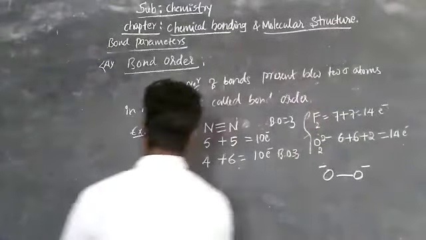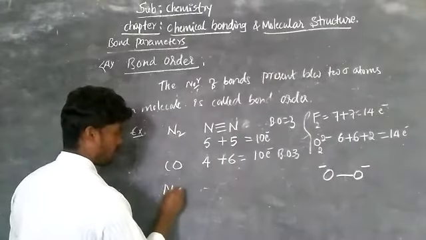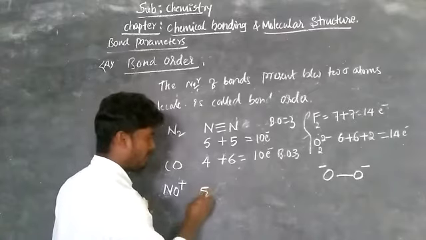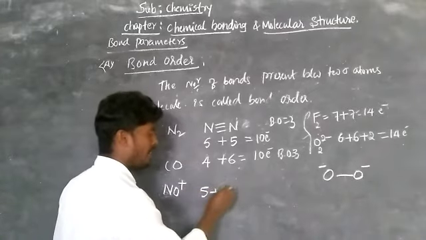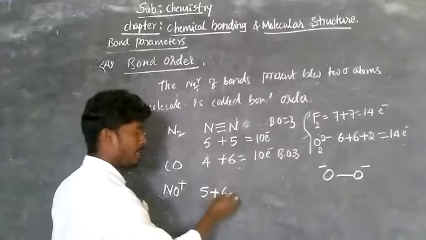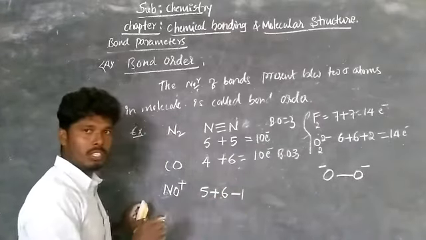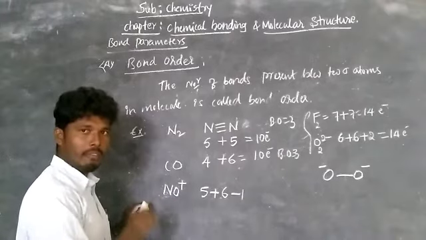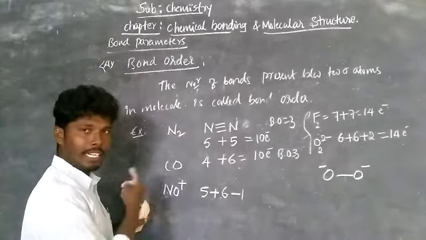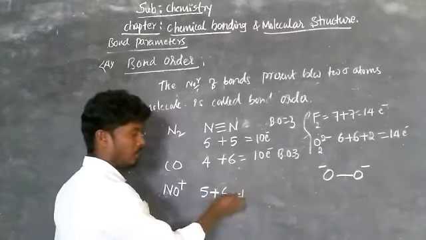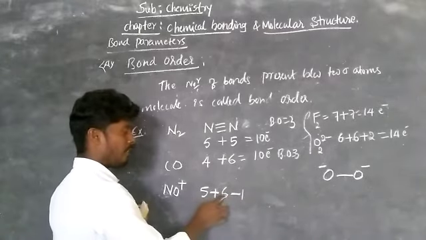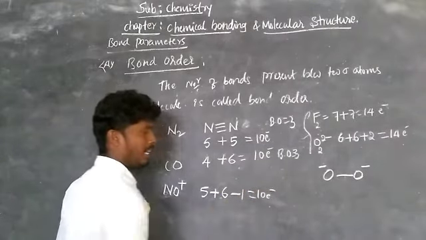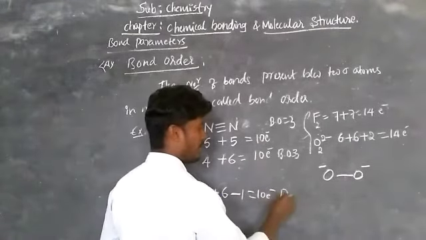Now similarly observe one more, NO plus. So nitrogen having 5 electrons in its valence shell. Oxygen having 6 electrons, then plus 1 means we are subtracting 1 electron. When the species attains positive charge, it loses 1 electron. So 1 electron it loses. So 5, 6 minus 1, 5, 5 plus 5, 10 electrons only. So when there is 10 electrons, the bond order is 3.